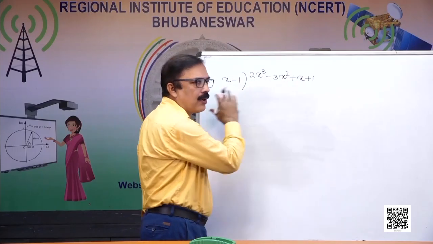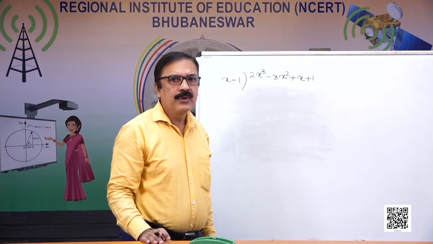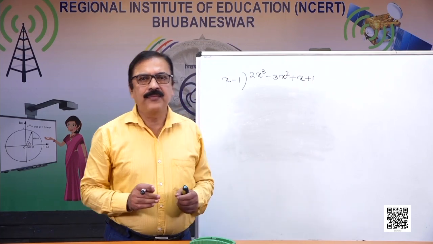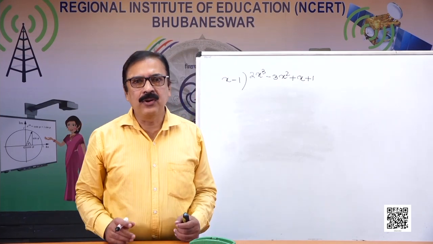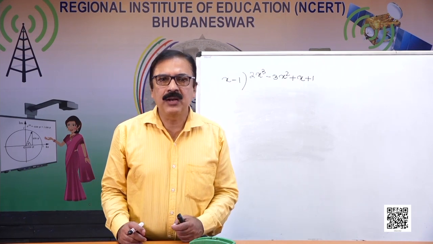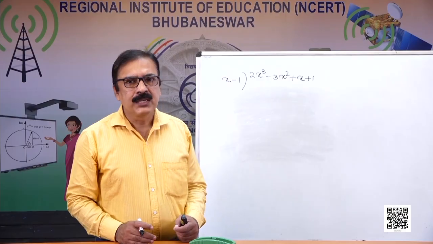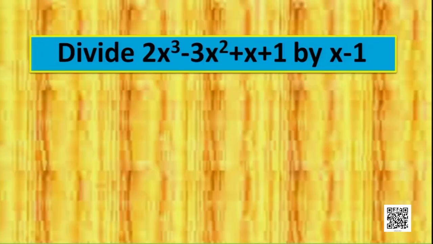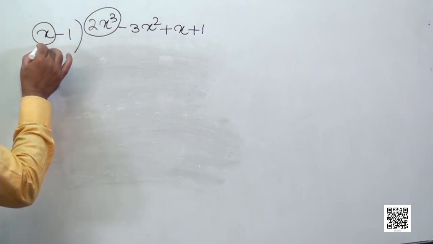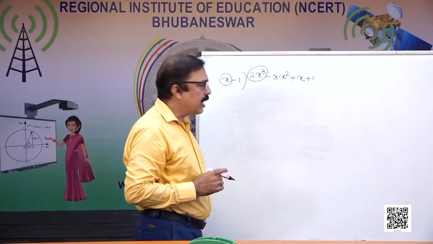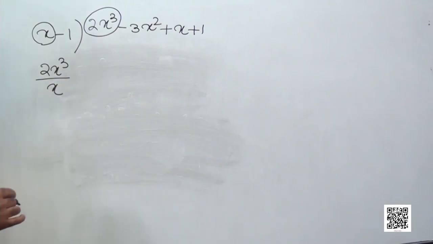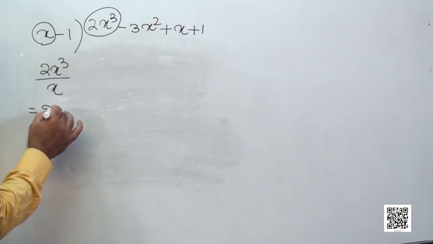Whenever a polynomial is given, first of all, we have to write it in standard form. What is the standard form of writing a polynomial? The standard form is to write the polynomial in descending order of the exponents of the variable. Here it is already in standard form, so we can start. Now, identify the first term of the dividend and the first term of the divisor. To get the first term of the quotient, we have to divide the first term of the dividend by the first term of the divisor. Clearly it is seen that it is 2x square.